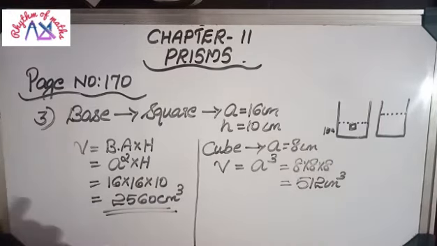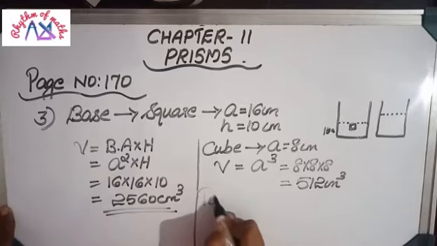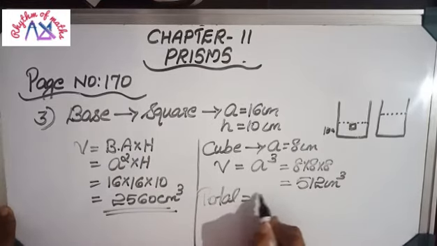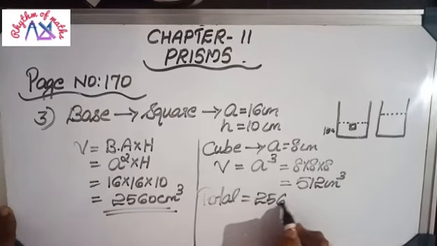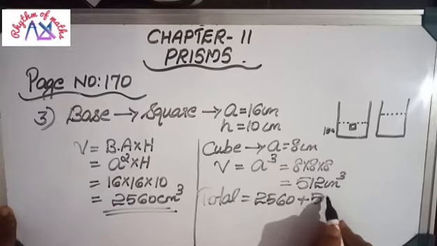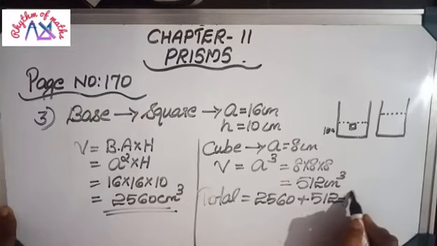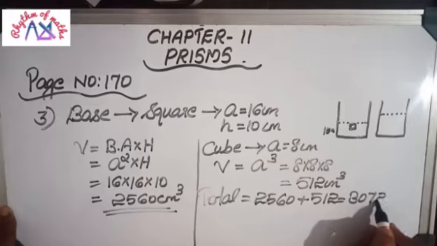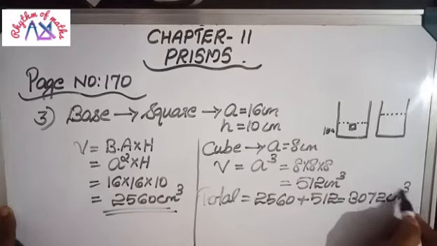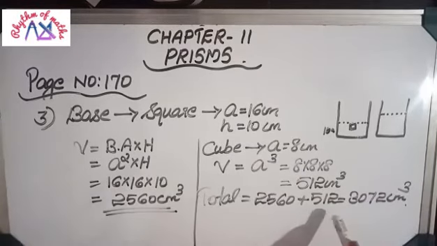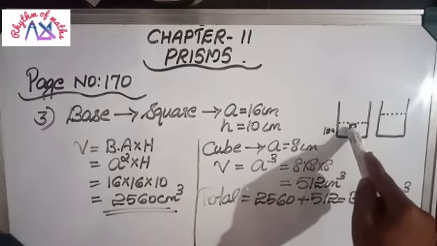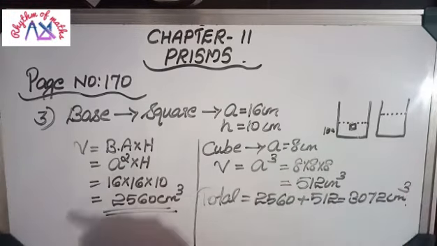So total volume will be what? Total volume is the total of these two, that is 2560 plus 512, that is equal to 3072 centimeter cube. This is the total volume after putting this solid cube into this vessel.